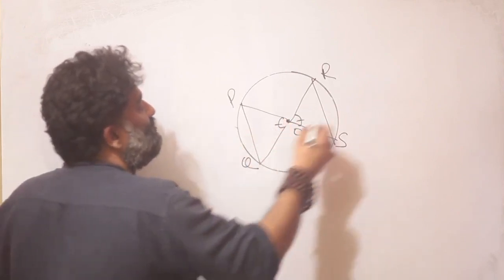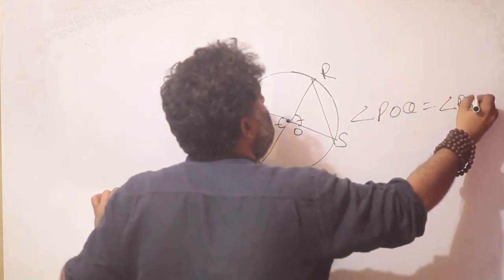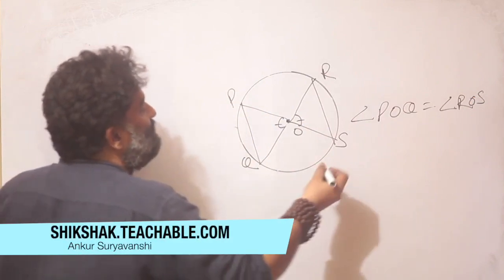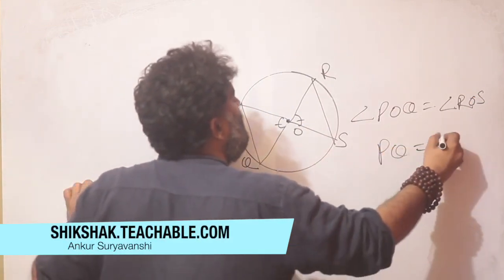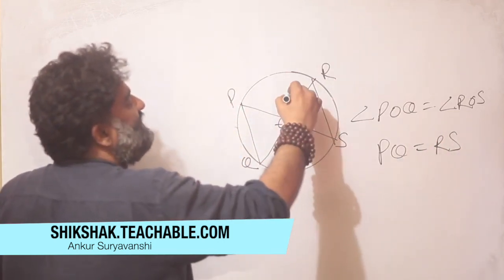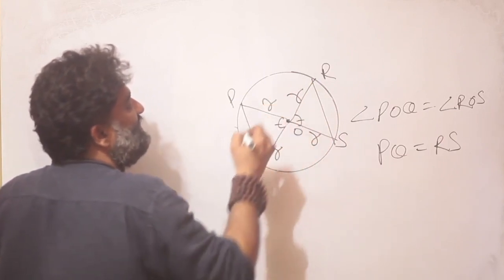Angle POQ is equal to angle ROS. This information is given to me. I must now prove that the chords are equal to each other. And by now I should be able to do this very, very quickly. This is a radius, this is a radius, this is a radius, this is a radius.